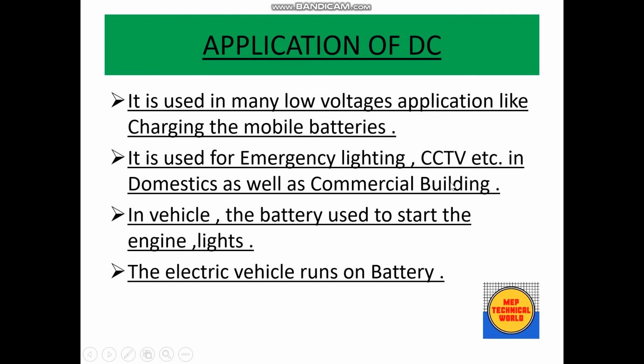Now come to applications of DC. It is used in many low voltage applications like charging mobile batteries, and it is used for emergency lighting, CCTV, etc. in domestic as well as commercial buildings. In vehicles, the battery is used to start the engine and lights. And also, electric vehicles run on batteries. So these are the basic applications of DC.